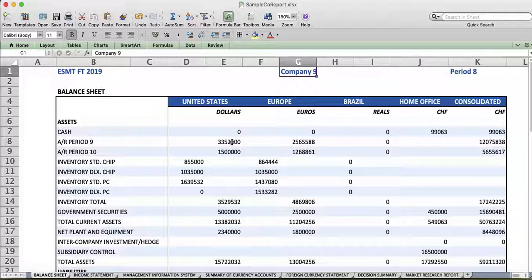The second element is accounts receivable, AR period 9. This company is running period 8, or has just received the results of period 8, and therefore is now considering its accounts. Accounts receivable, period 9, means these are the payments due in period 9, in quarter 9. And accounts receivable, period 10, are payments due in quarter 10.